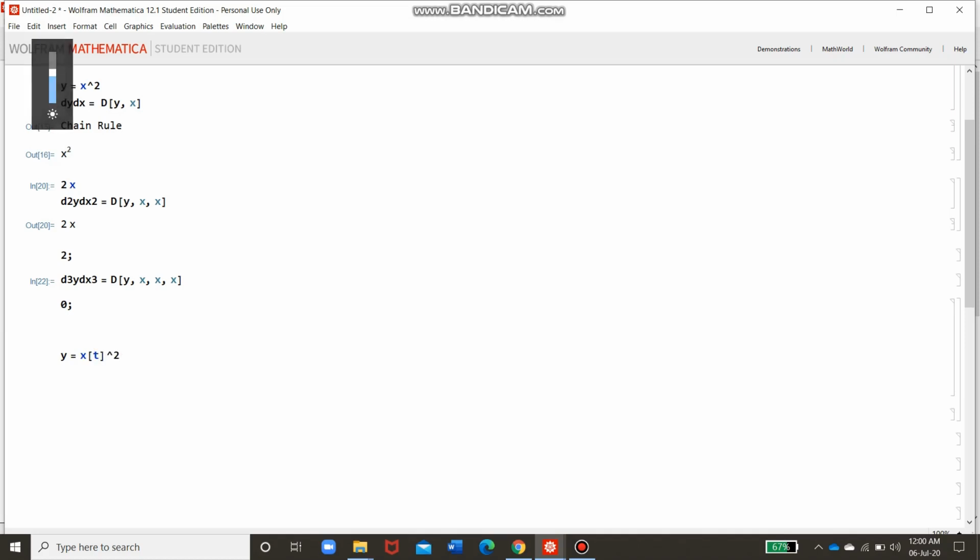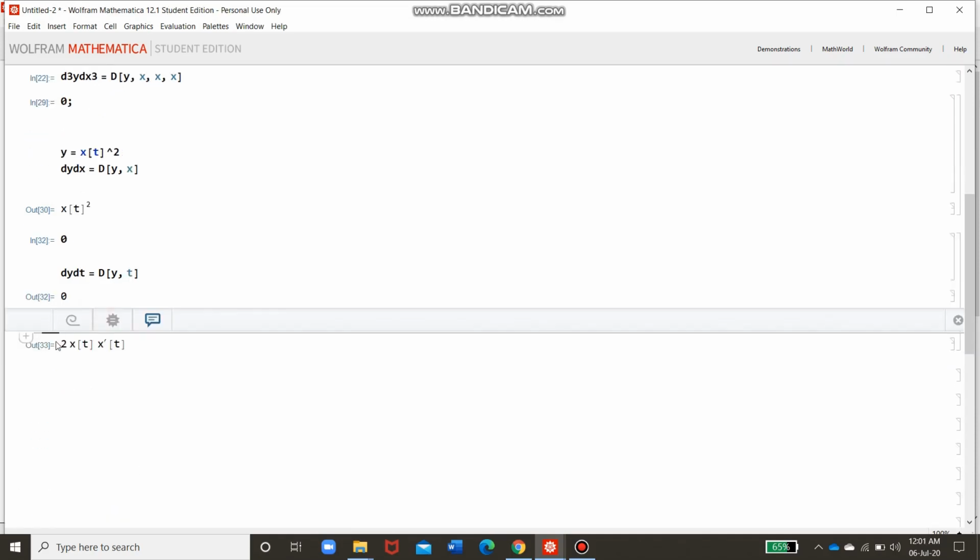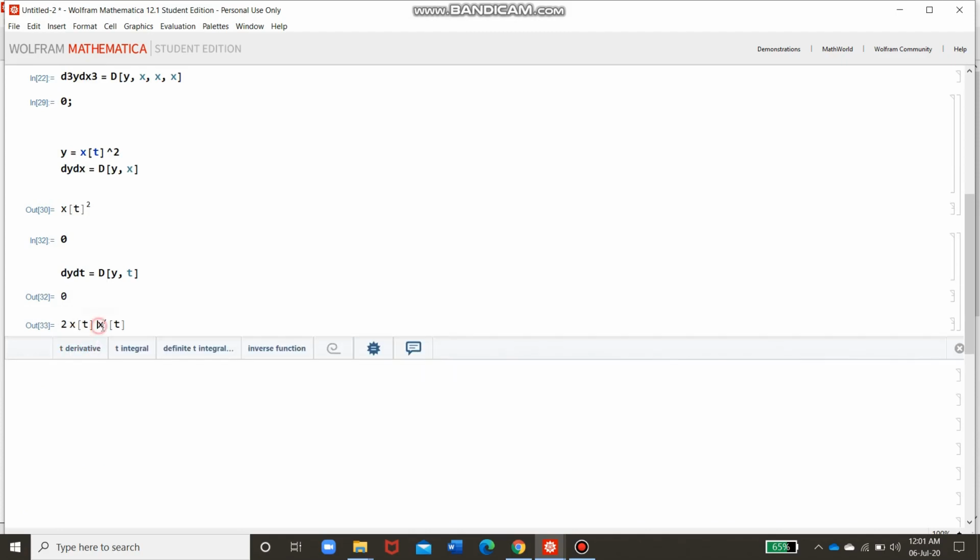All right, so you click enter. I want to differentiate. What happens if I differentiate with respect to dy by dx? We can just take a look at it. So it's going to be capital D, open the square brackets, y comma with respect to x. So my answer is going to be 0. Since x is dependent on time, let's say dy by dt is equal to capital D, open the square brackets, y, I want to differentiate with respect to t, and you close the square brackets. So the answer is 2xt into x dash t.